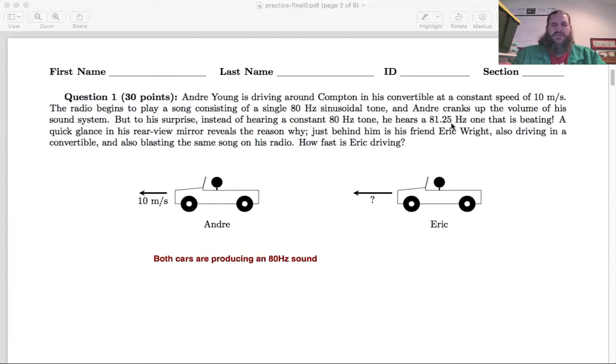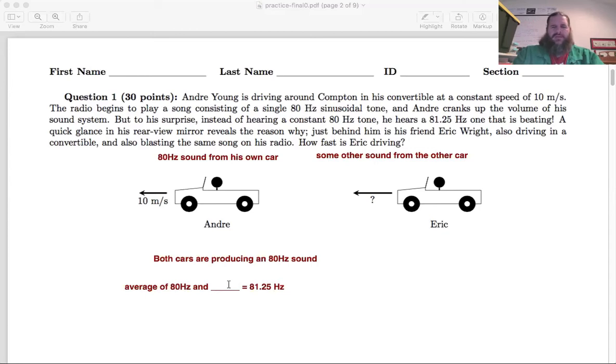Because there's a beat. Yeah, we've got a beat frequency thing here. So he's really hearing two sounds. He's hearing an 80 hertz sound from his own car. And he's hearing some other sound from the other car. And we know that the carrier frequency, the frequency he actually hears, is 81.25 hertz. So how are the two frequencies he's listening to going to relate to the carrier frequency he actually hears? They're going to be the average. Yeah. So we know that the average of 80 hertz and something is 81.25 hertz.